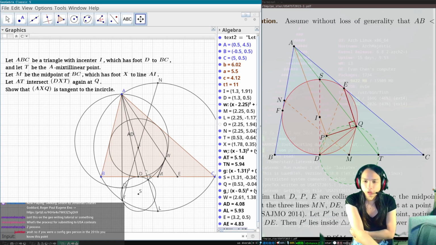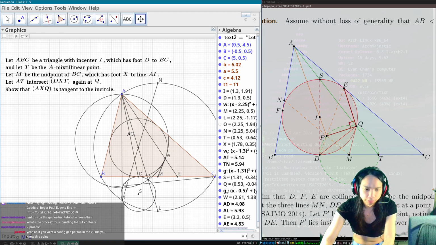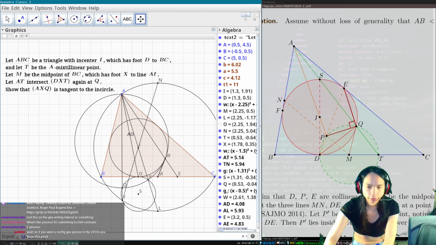Okay, so we're not going to care about W at all, because that point is kind of taken care of. And what we want to do is show that X and Q are inverses with respect to this magic circle. So the main circle in the problem is the green dashed circle on the right.